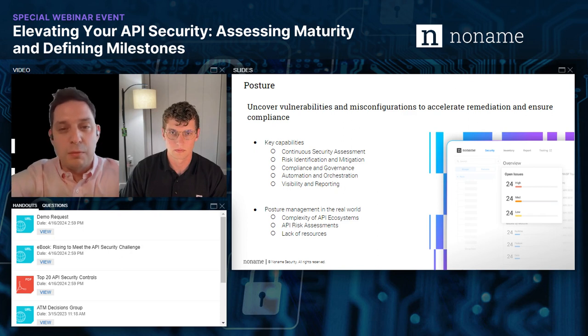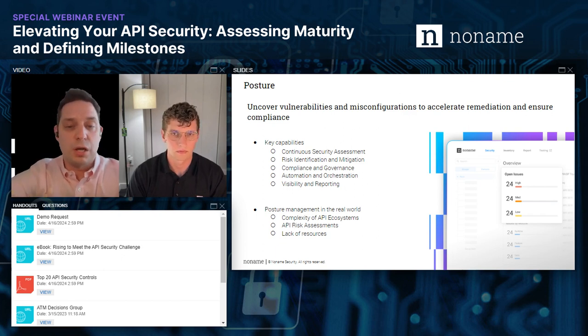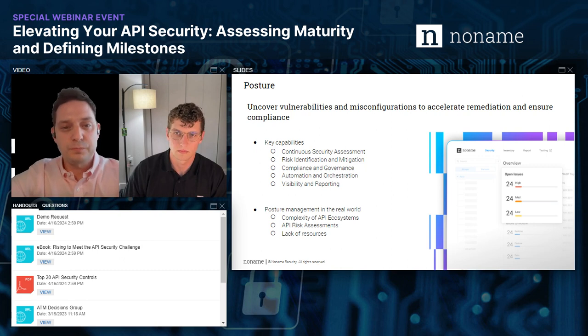Other features that can make your life easier, probably automation, just to accelerate security assessments, remediation workflows, policy enforcement, and making sure that reporting is up to par, so that all your relevant stakeholders are actually aware of the security posture and any high risk findings.